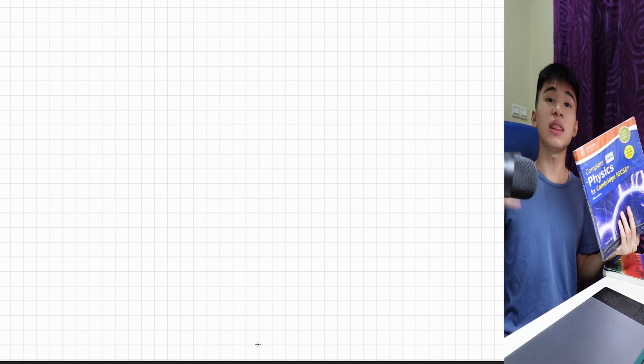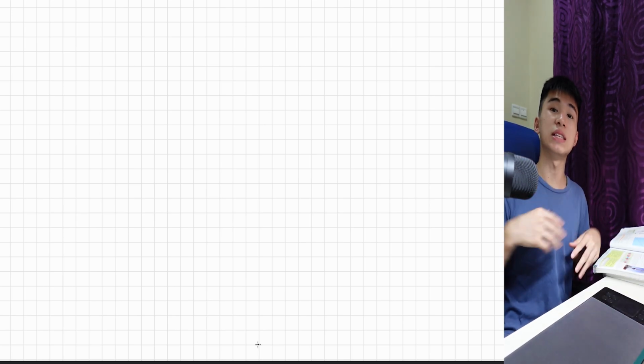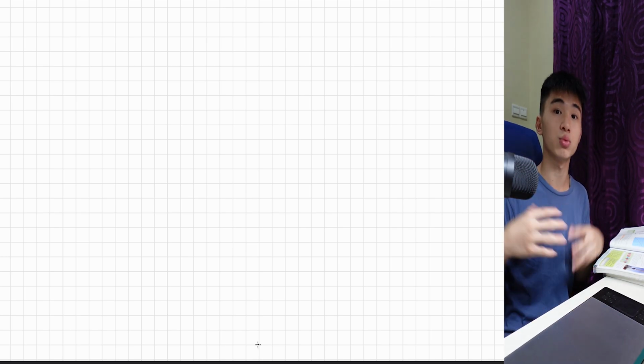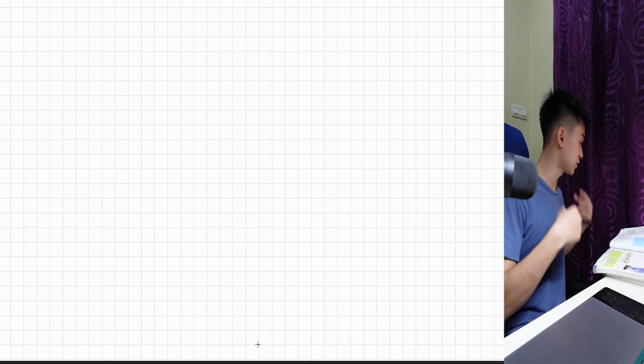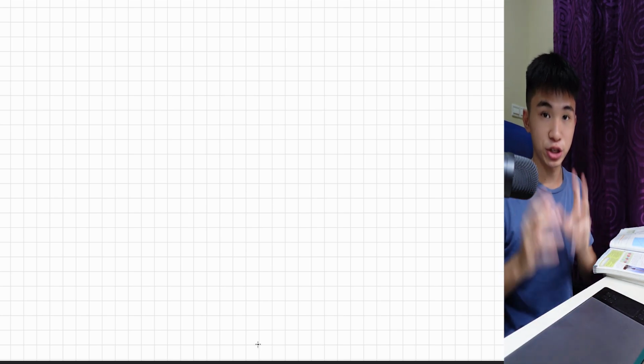And by the way, I'm using this physics coursebook to teach this chapter. This physics coursebook is suitable for GCSE students who are taking their final exams. If you have this physics coursebook, do go to page 64 and page 65. The chapter is stretching and compression.